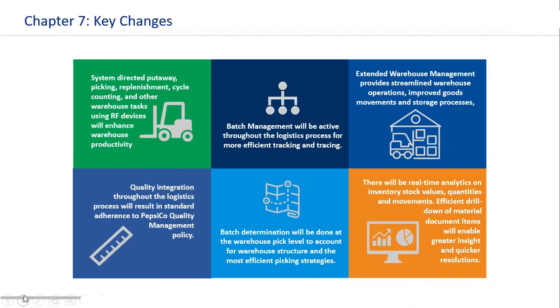Extended warehouse management provides streamlined warehouse operation, improved goods movement and storage processes. The quality integration throughout the logistics process will result in a standard adherence to PepsiCo quality management policy. Batch determination will be done at the warehouse bin level to account for warehouse structure and the most efficient picking strategies. There will also be real-time analytics on inventory stock values, quantities and movements. An efficient drill down of material document items will enable greater insight and quicker resolutions.